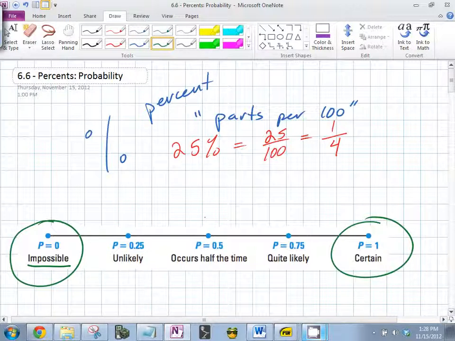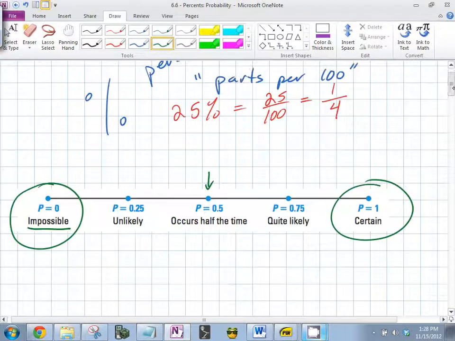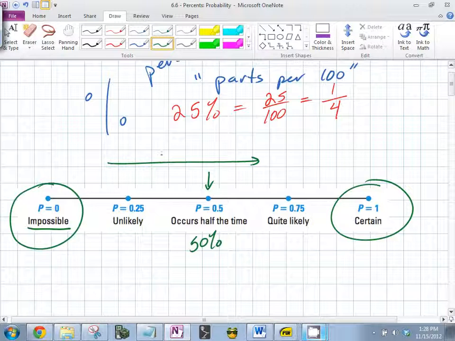In the middle, you have a probability that many of you have seen before, a 50% chance of happening, which means there's an equal chance that that event will happen or won't happen. As you move to the right, the probability of the event happening goes up, and as you move to the left, the probability that that event will happen goes down.